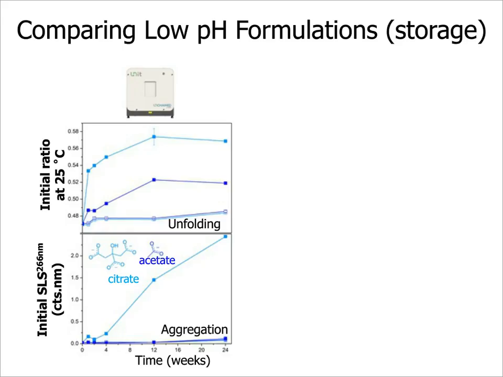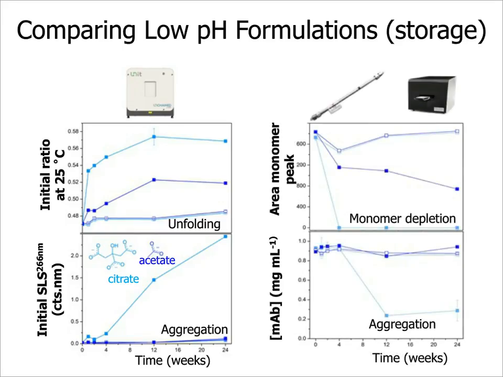How does this compare with more traditional ways of characterizing these parameters? Well, again, we've looked at monomer depletion using SEC. And on the top right panel, you can see the solid markers for the dark blue trace representing acetate. There is some depletion. We are seeing some aggregation. But with the citrate, we're seeing complete loss of the monomer after only 4 weeks.